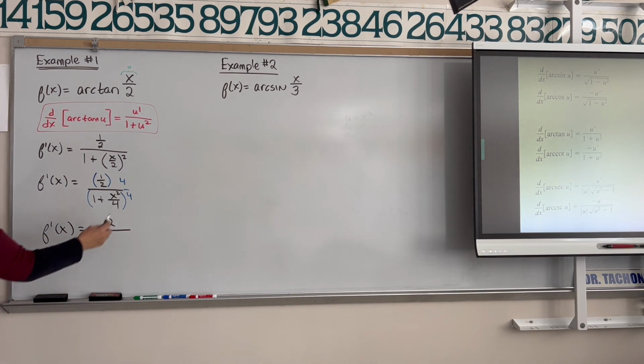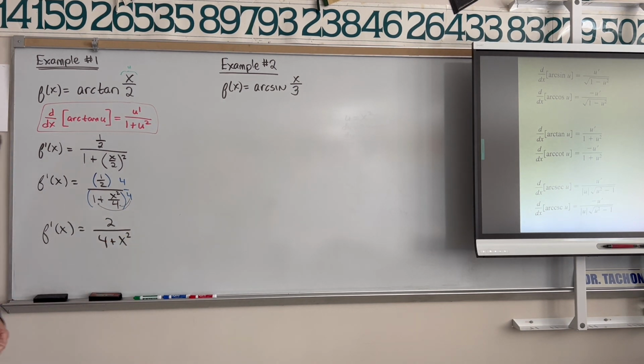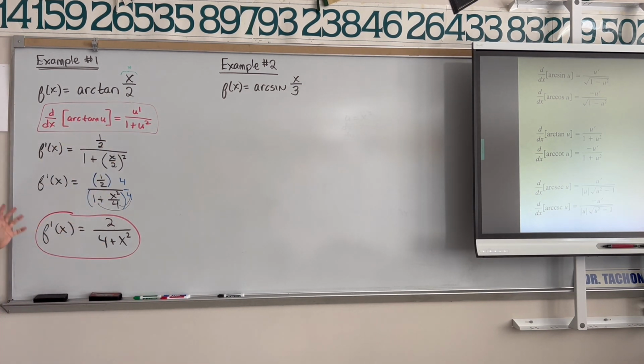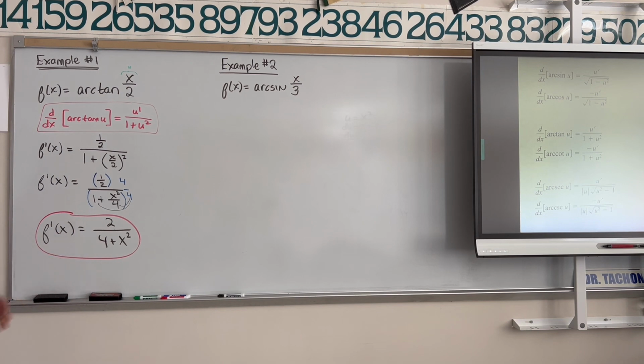In the denominator, we do need to distribute. You're going to distribute the 4 to each of these two terms. 4 times 1 gives you 4. And when you distribute to this term, the 4's cancel, so plus x squared. And here is your derivative, with no complex fractions, nice and simplified, and this would be your final answer. So to find the derivative of arctangent x over 2, using the arctangent formula, u prime over 1 plus u squared, you're going to end up with a final answer of 2 over 4 plus x squared. So you want to use the formula, and then you want to clean it up and simplify it. Here's your simplified answer.